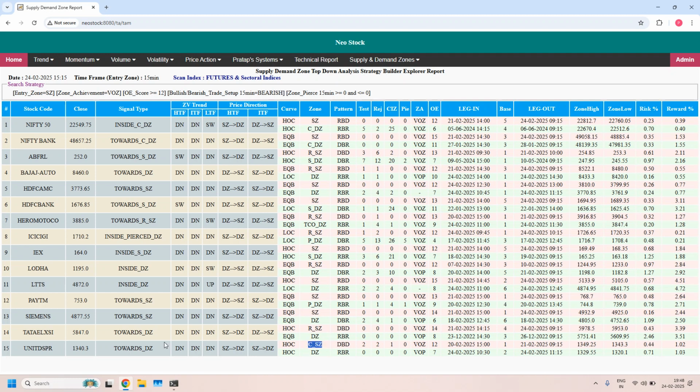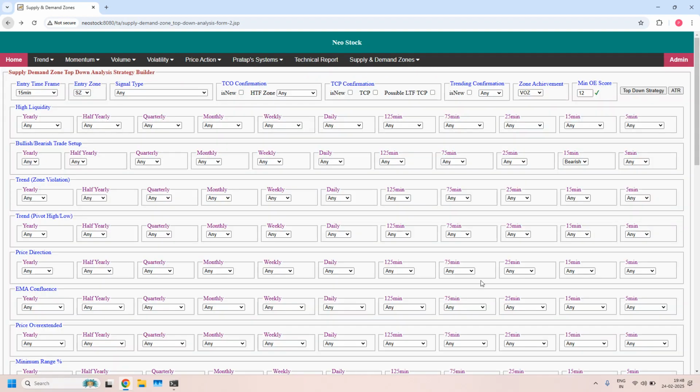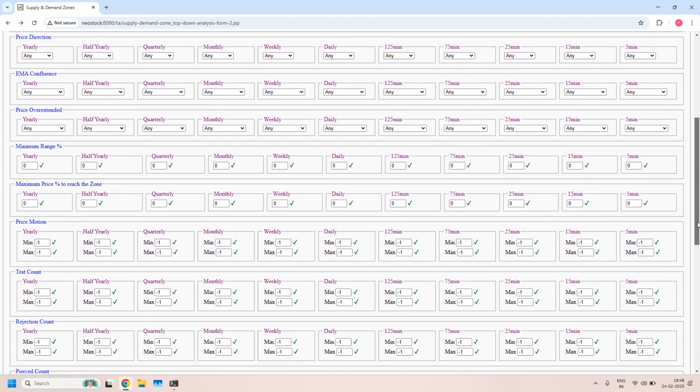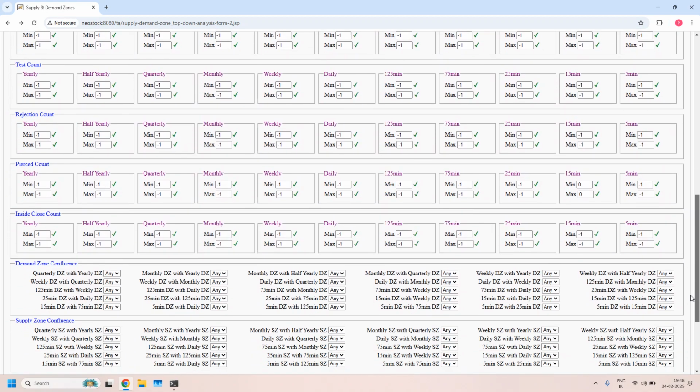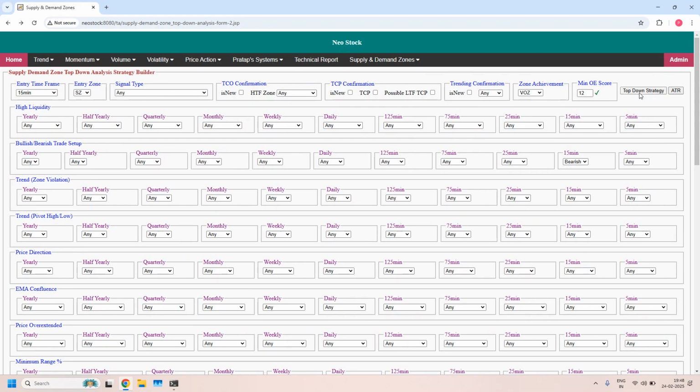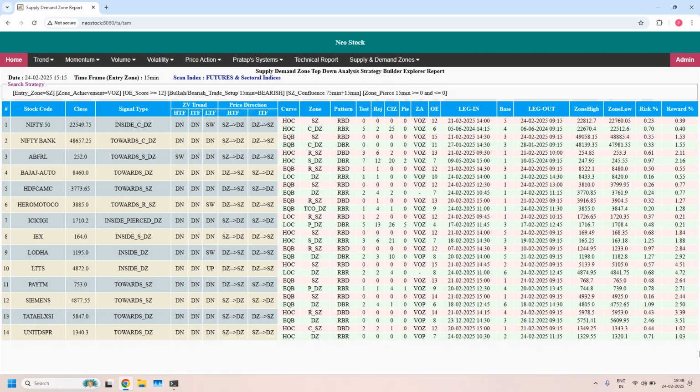Okay, out of these 15 minute supply zones, how many are having even more high probability to get success based on zone confluence? Let's verify. First filter is LTF and ITF supply zone confluence. That is 15 minutes and 75 minutes supply zone confluence. I am enabling the filter. So with this filter, out of 15, we got 14 stocks.